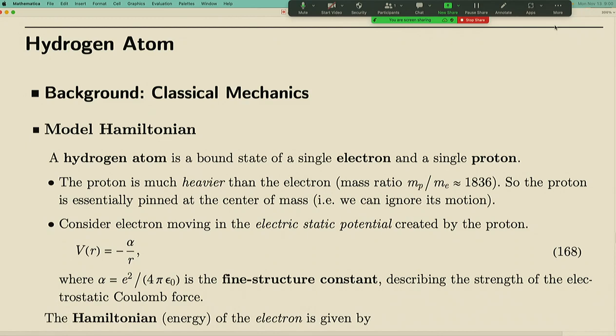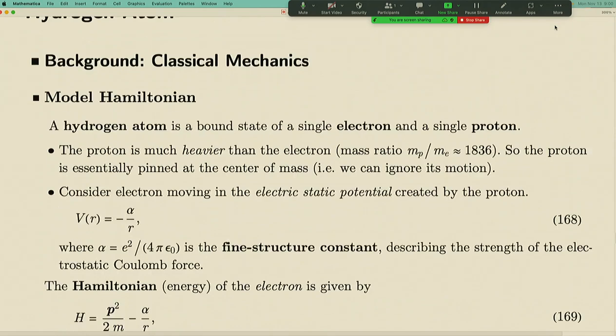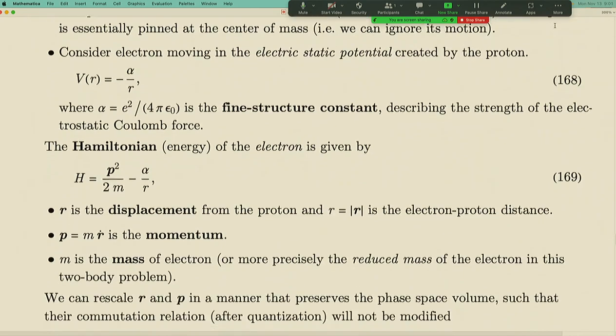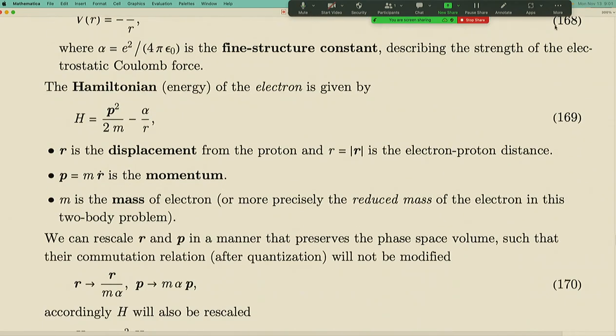So last time we started to talk about the hydrogen atom, which describes an electron moving around the proton. We start from the classical mechanical description where the system is described by a Hamiltonian. The Hamiltonian corresponds to the energy of the system, which contains the kinetic energy and the potential energy. Kinetic energy has to do with momentum squared over twice the mass, and the potential energy is like 1 over r, which is the Coulomb potential that the electron experiences from the proton.